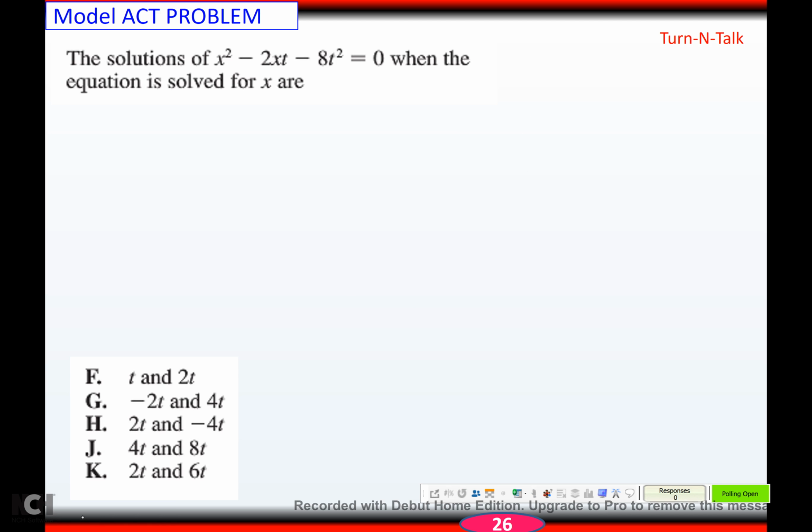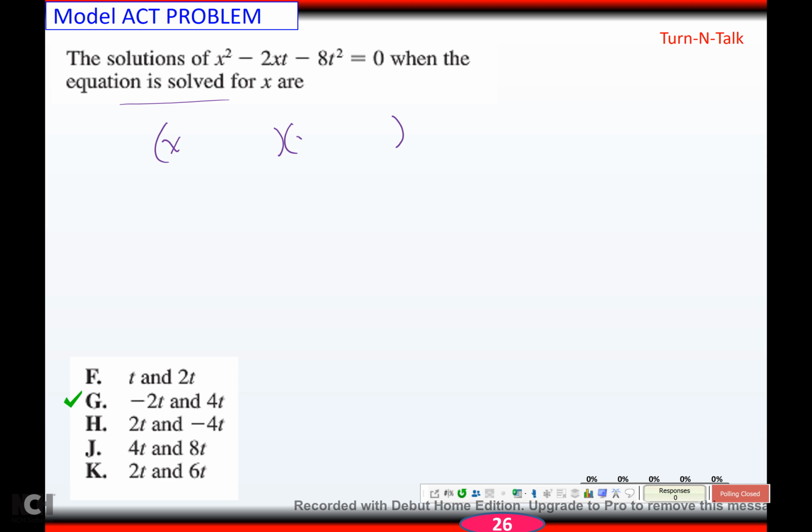All right, try this one. Hit pause. Come back when you're ready. All right, the solutions for this function when the equation is solved for x are... when they tell you to solve a quadratic, you can either factor, do the quadratic formula, whatever you want to do. I'm going to do factoring. It's a little weird because you have x's and t's, but the process is the same since a is 1.